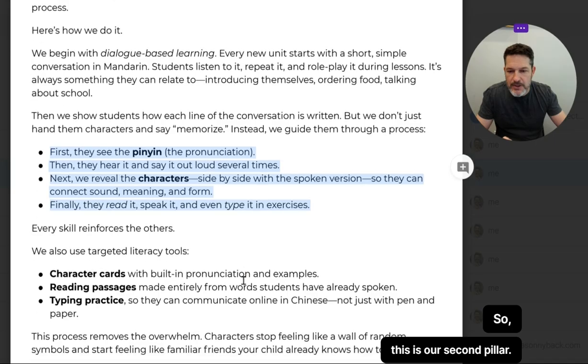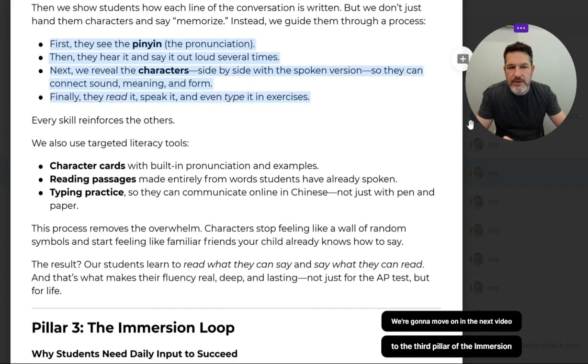So this is our second pillar. We're going to move on then in the next video to the third pillar, the immersion loop.